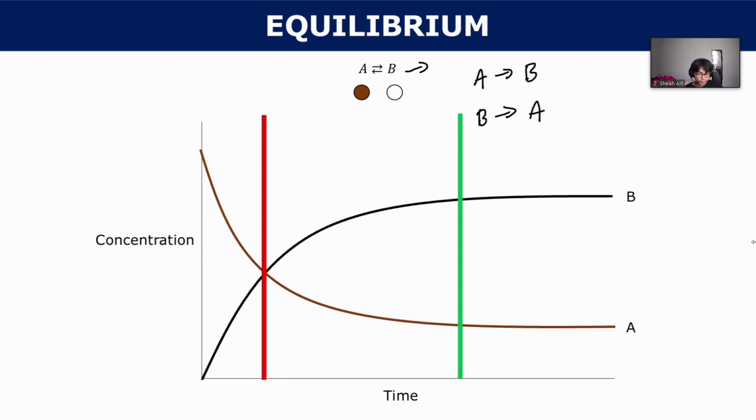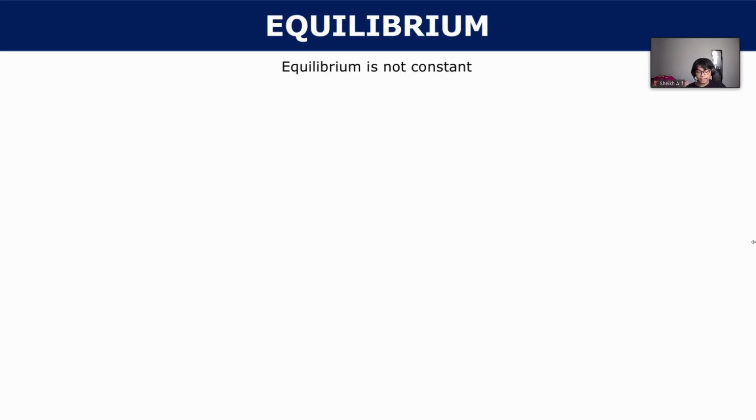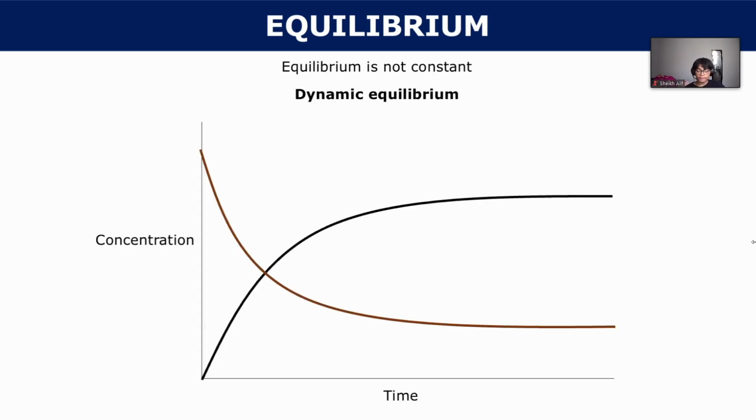That's why this diagram here is a little misleading, because equilibrium is not static. In fact, we have dynamic equilibrium. This chart kind of implies that after a certain point, the reaction just doesn't occur. The forward reaction stops, and the reverse reaction also stops.